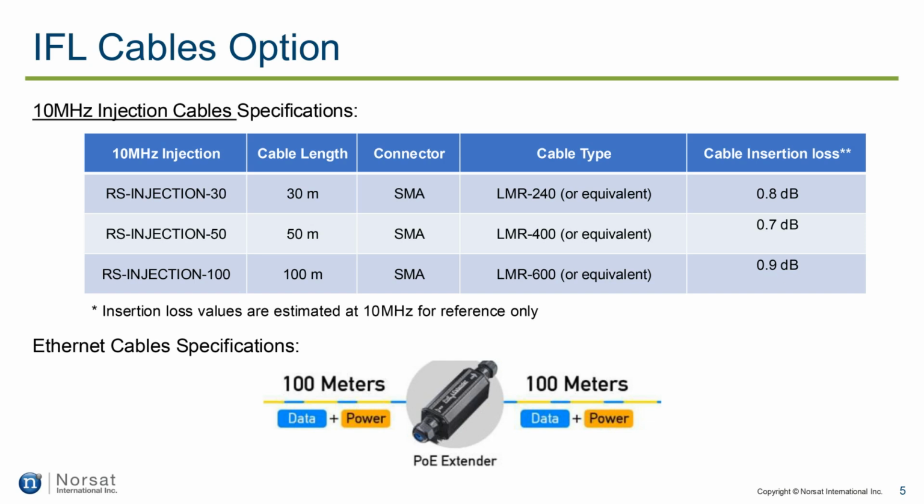Speaking of IFL cable longer than 100 meters, there are additional things we need to implement with coaxial, for example, a line amplifier.